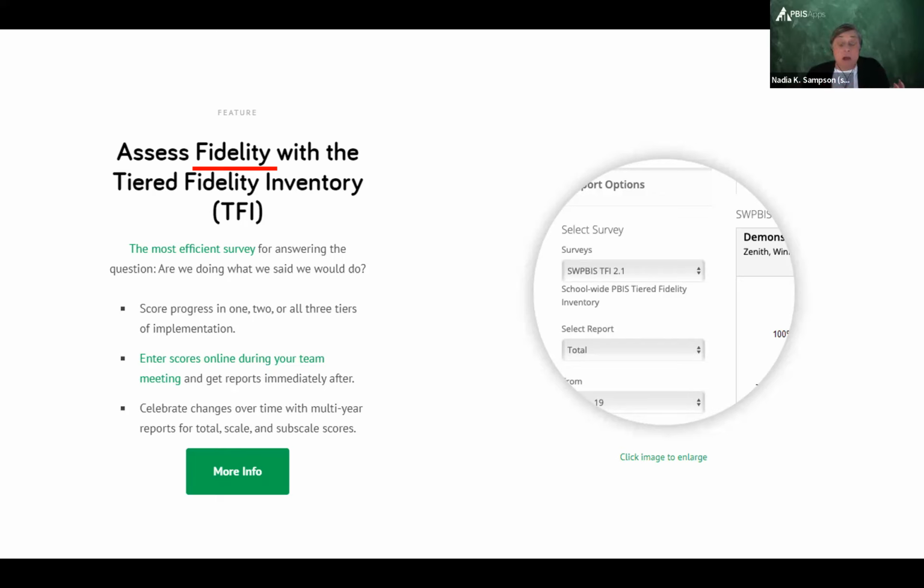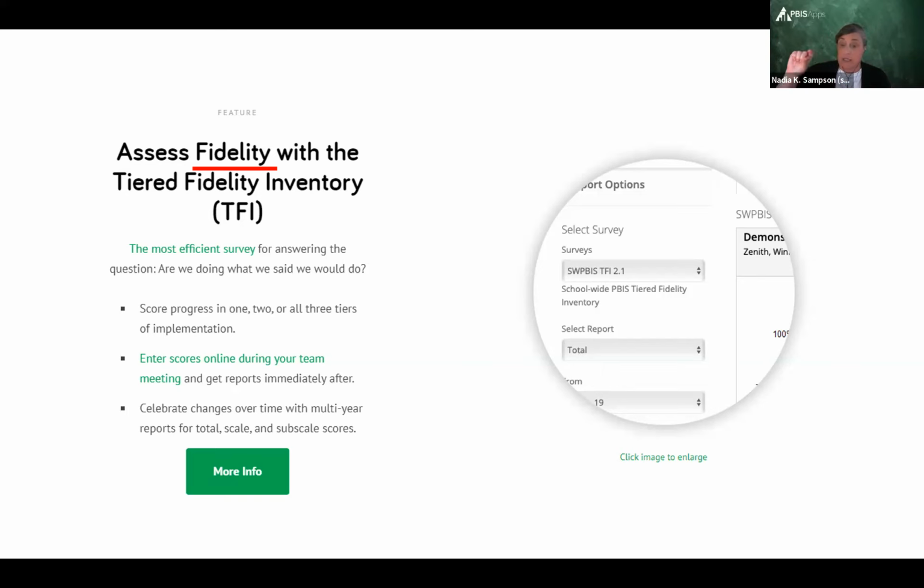So think about where you want to start. I think the Tiered Fidelity Inventory is a great place to start. Others of you who have used this application or the different tools might say, no, we actually started here with this instrument. So just consider that. And you can read about each one of these instruments on PBIS Apps, as well as in the demo on PBIS Assessment, where I showed you on that homepage.